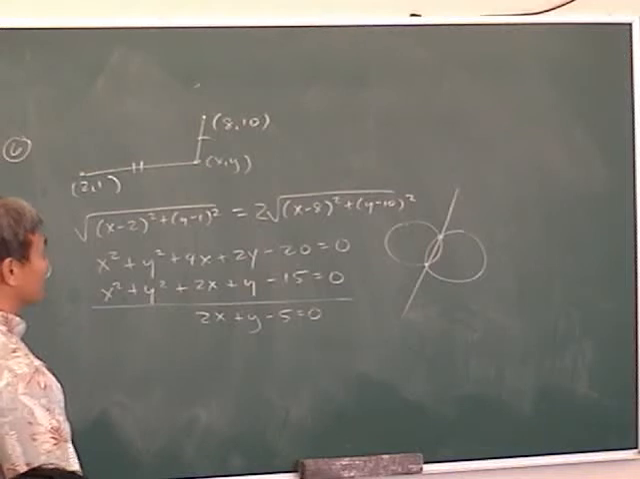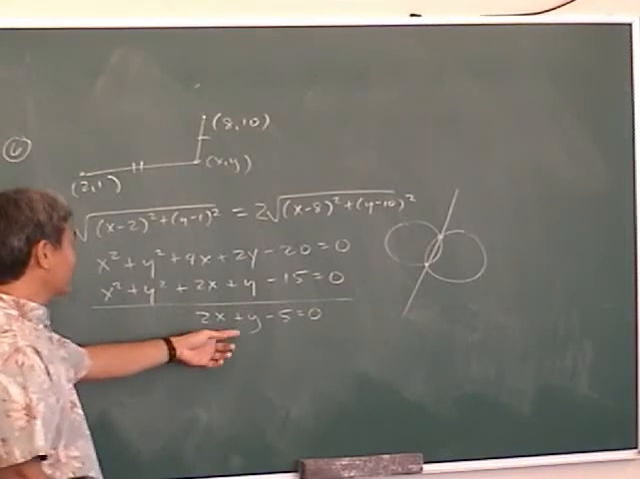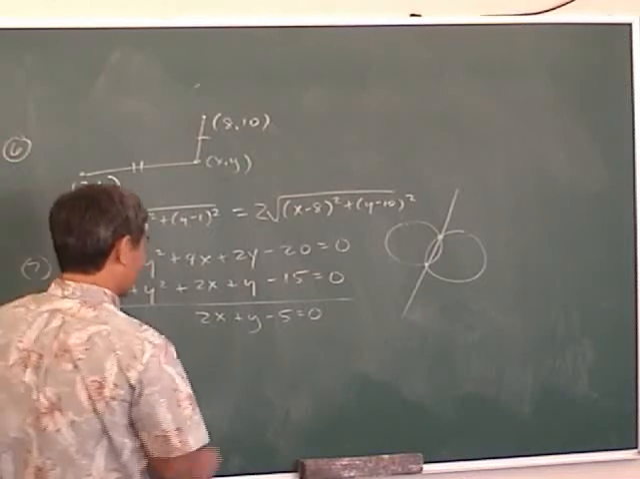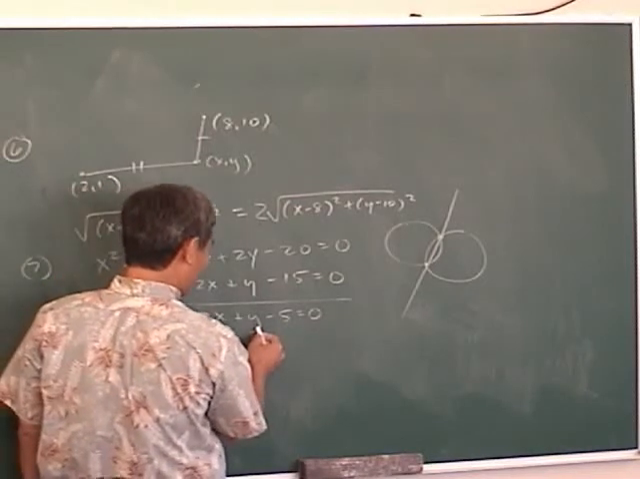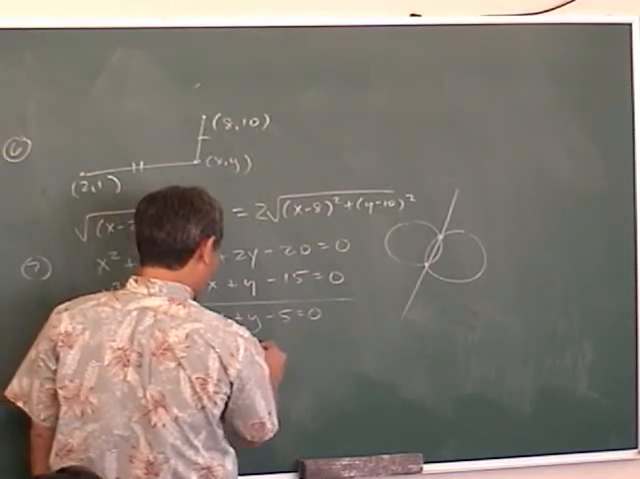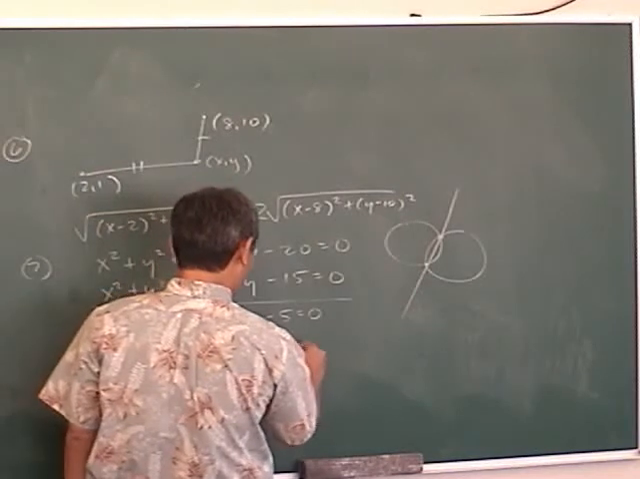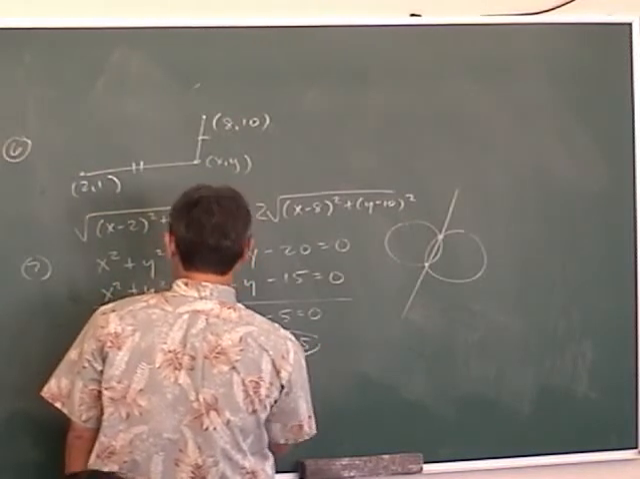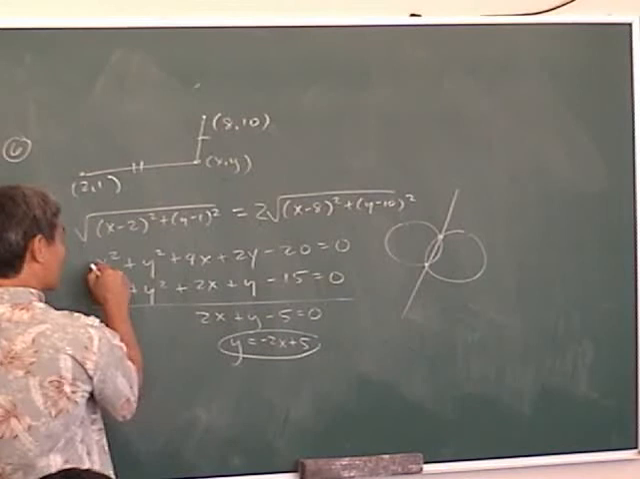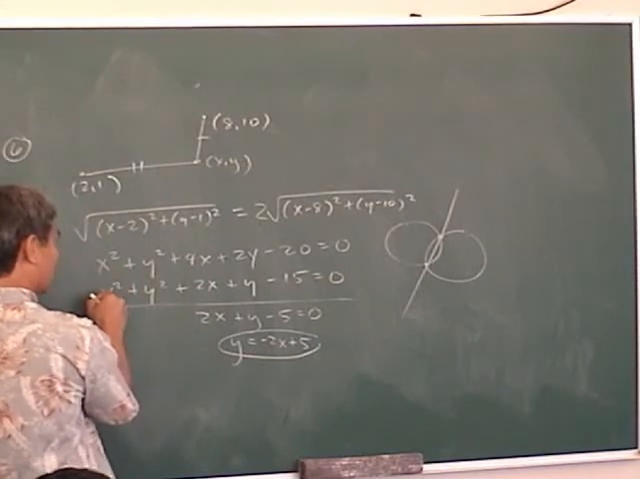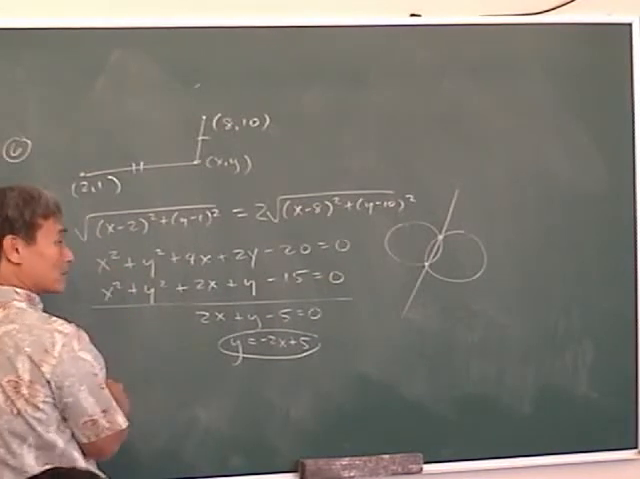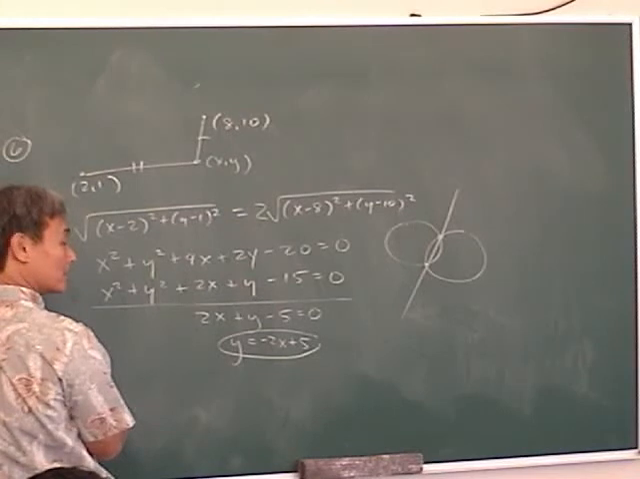Let's go back to algebra 2. You solve for one variable in one equation and plug it into the other. So which variable is easier to solve for? Y. So y equals negative 2x plus 5. Take this and plug it back into one of these. Which one looks easier? The second one, because it's got smaller numbers. Okay.